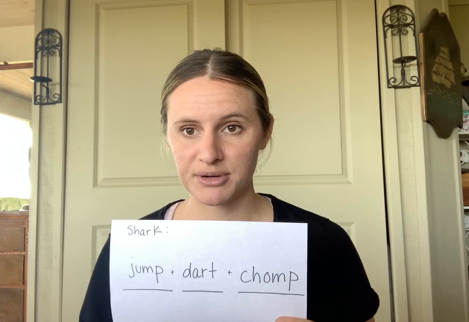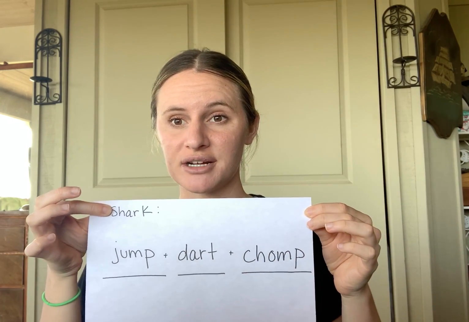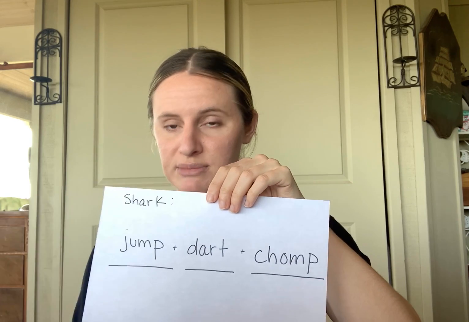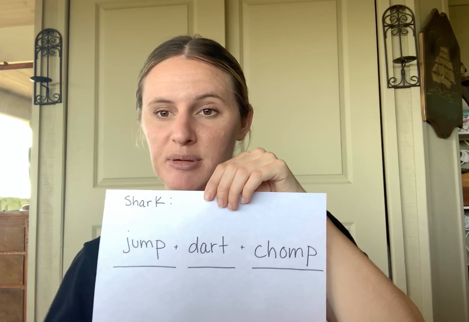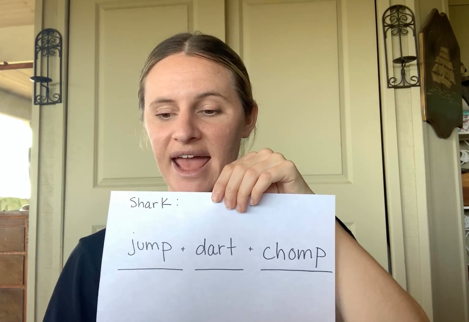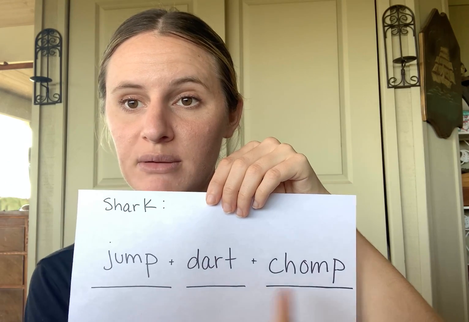So I'm going to show you an example of what it would look like if I was videotaping myself and submitting my submission right here on the Google Classroom, okay? So let's pretend I picked shark. I'm going to use my 3 words, jump, dart, and chomp, in my dance. I'm going to put them all together. And once you tell me what your animal is and what your 3 words are, you're going to stand up.